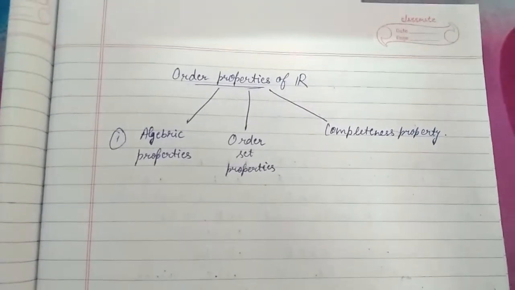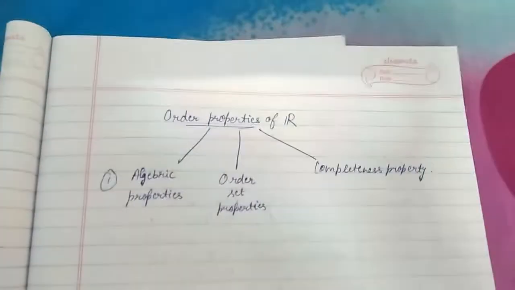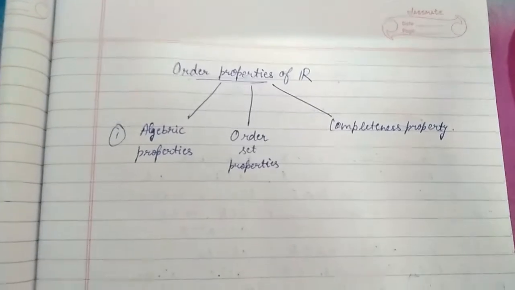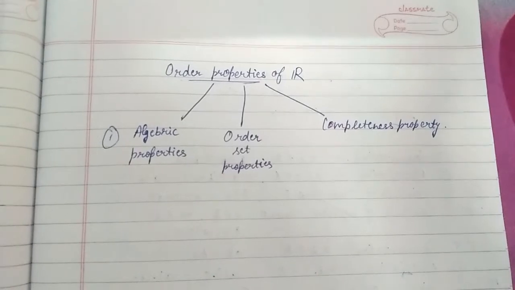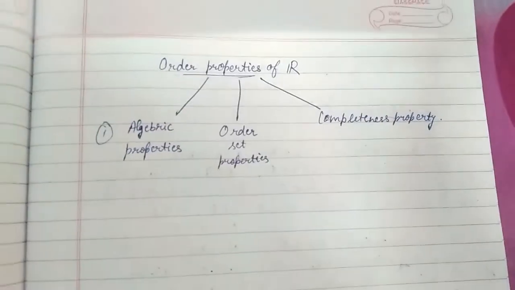We are going to talk about the order properties of the set of real numbers. The order properties are mainly of three types. The first one is the algebraic properties, the second one is the order set properties, and the third one is the completeness property. So let us start with the first one, the algebraic property.